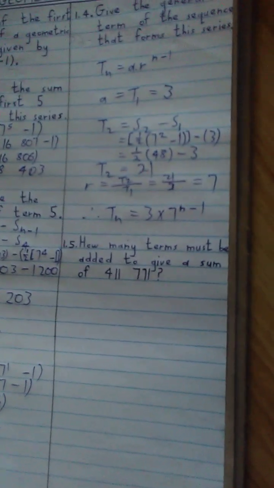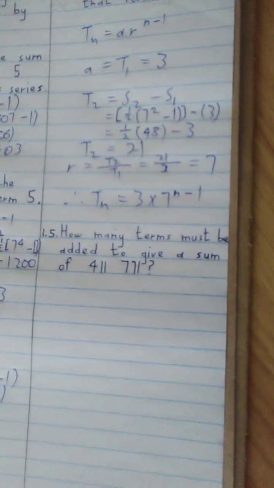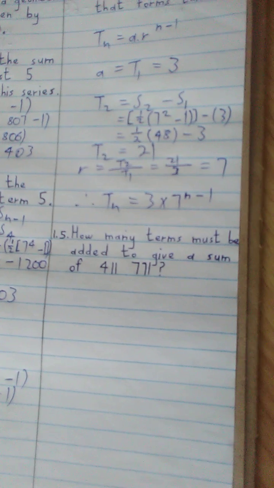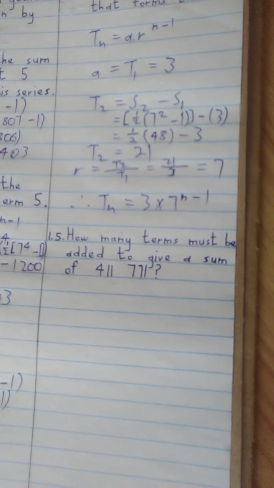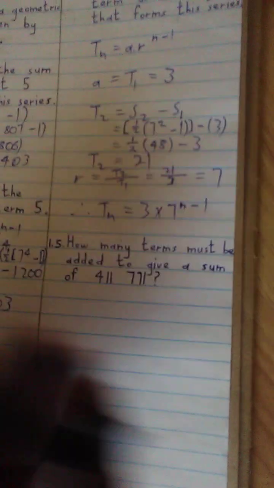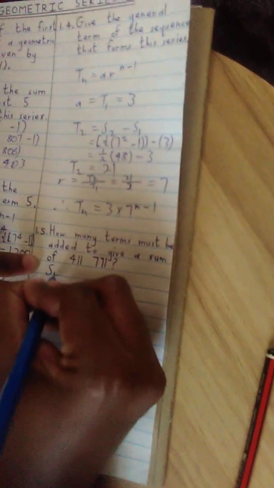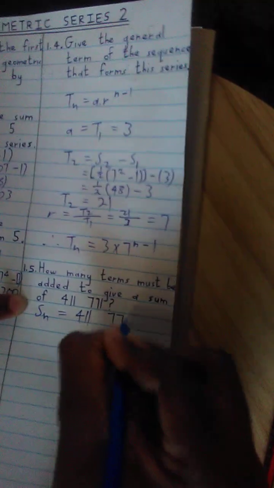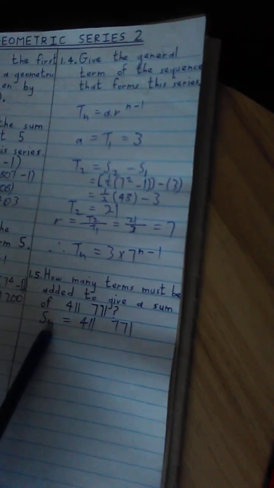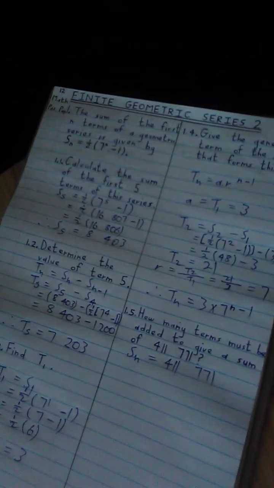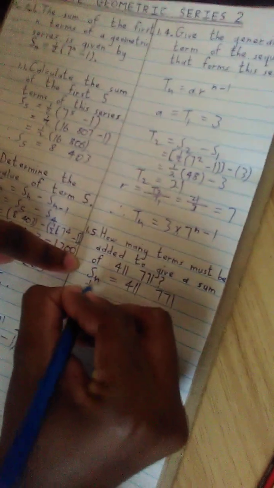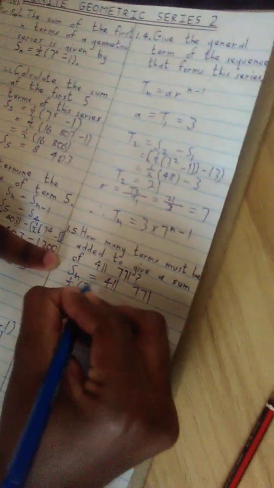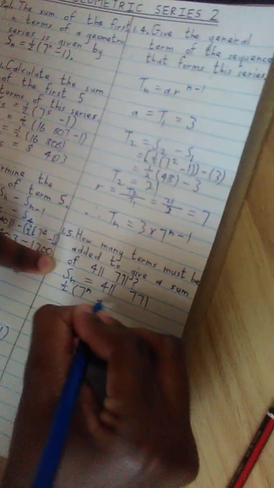Now here's a bit of a challenging question for us. It states 1.5. How many terms must be added to give a sum of 411,771? So we know that Sn is equal to 411,771. Sn, we're given the formula. It's half, open bracket, 7 to the power of n minus 1.